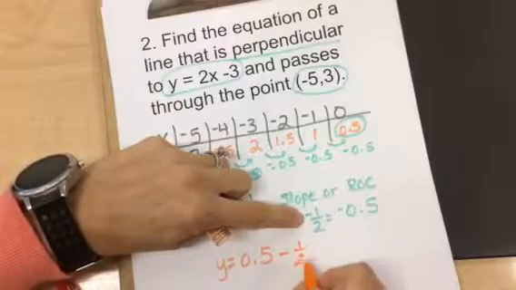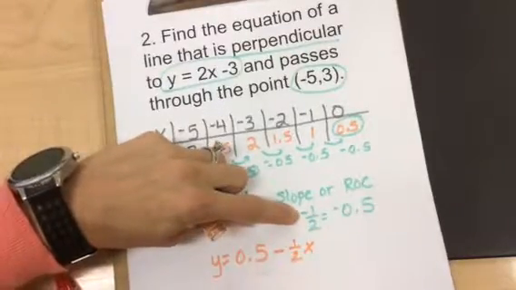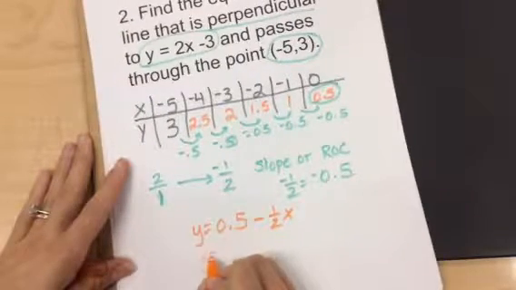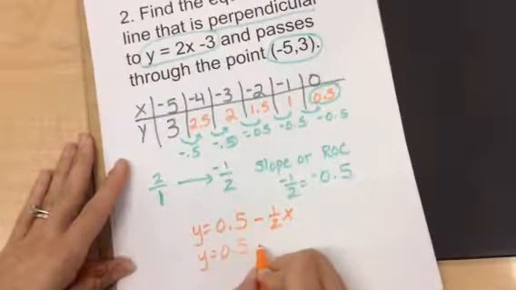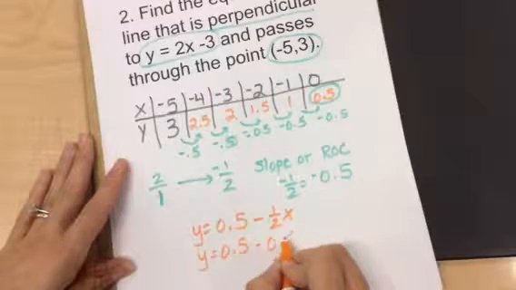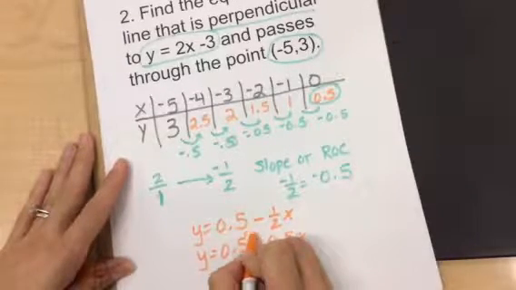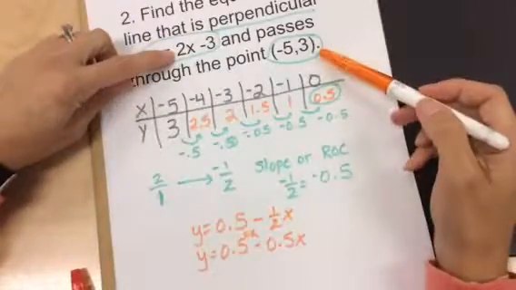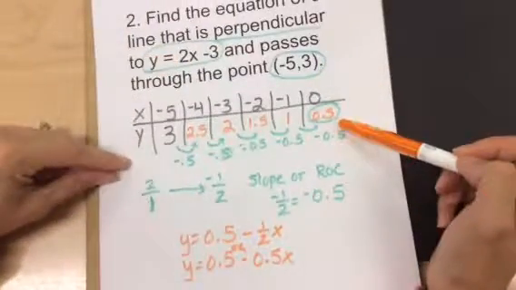can say either 1/2 x, or you can say y equals 0.5 minus 0.5x. Either of those equations would work. The main thing we need to remember is when we're given a point, we need to put it in a table first.